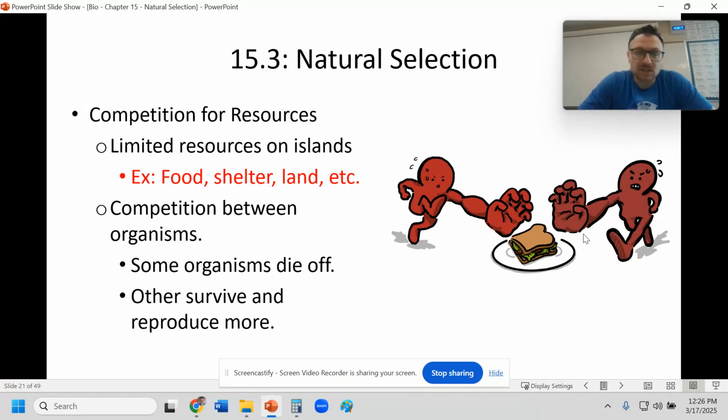So again, there's competition between organisms for small amounts of resources on those islands. In certain cases, certain organisms are going to be able to survive and reproduce more because they have adaptations that allow them to get more of these resources.